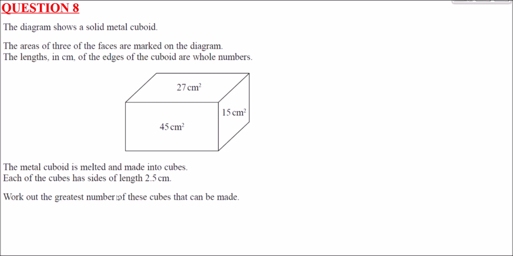We need to work out the greatest number of these cubes that can be made from this big cuboid once it's melted down and formed into smaller cubes. So a cuboid obviously has a volume. So the volume of a cuboid will be key to answering this question. The bigger the volume of a cuboid, the more these cubes can be made. So how do we find the volume of a cuboid?